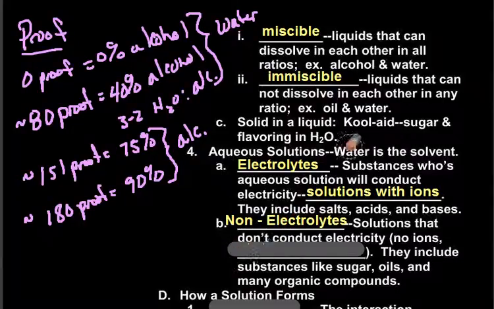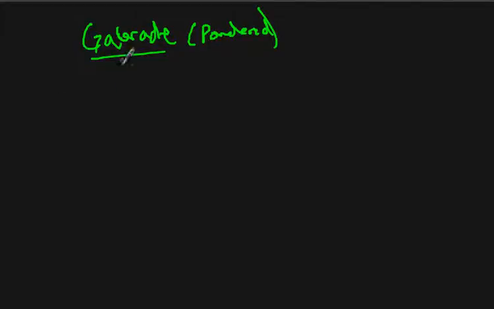Now, non-electrolytes are solutions that don't conduct electricity. There's no ions. They are molecular in nature, and they include substances like sugars and oils and many organic compounds. So let's talk for a second about Gatorade, because that's a lot of students' drink, or power drinks in general. By Gatorade I mean really any sports drink, but in particular the powdered one, where you can mix your own Gatorade.